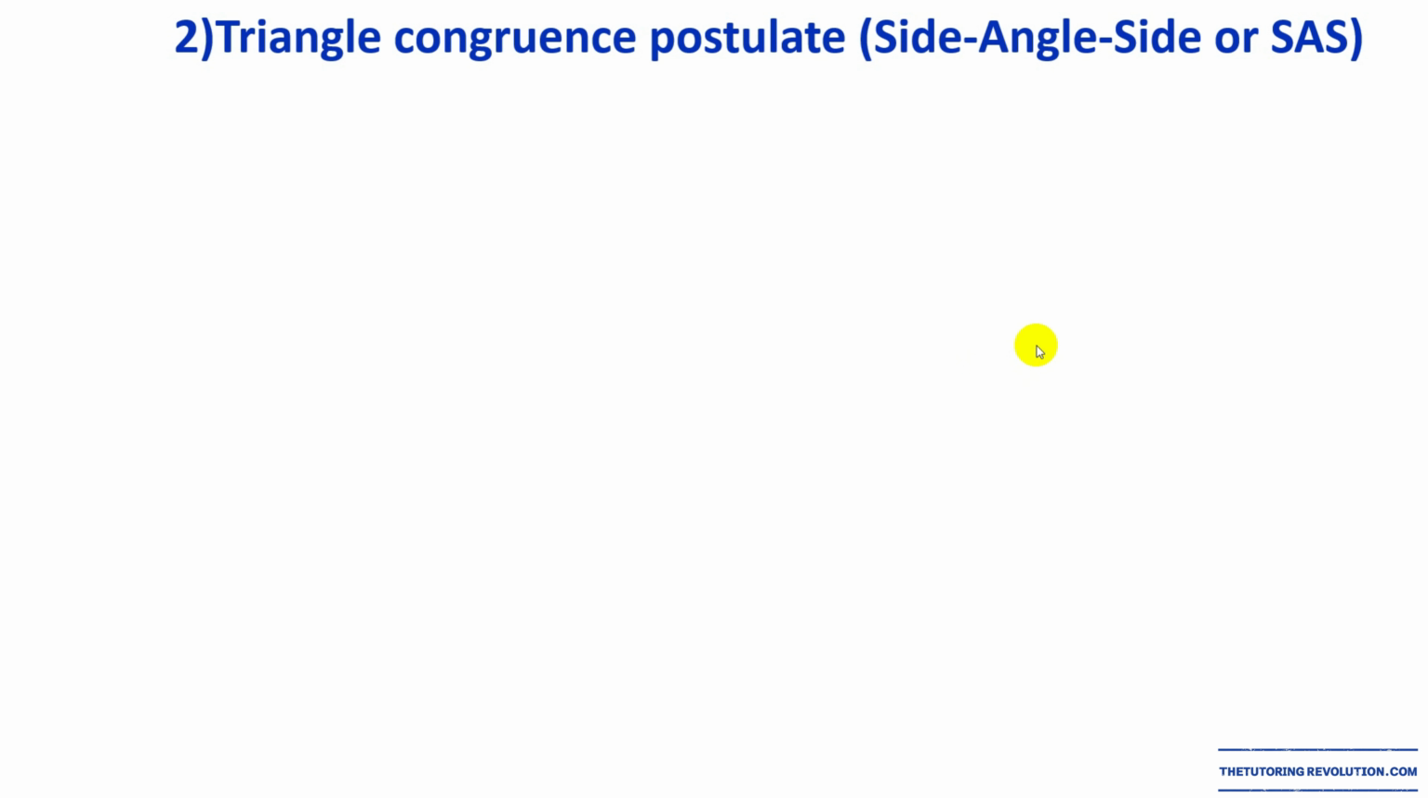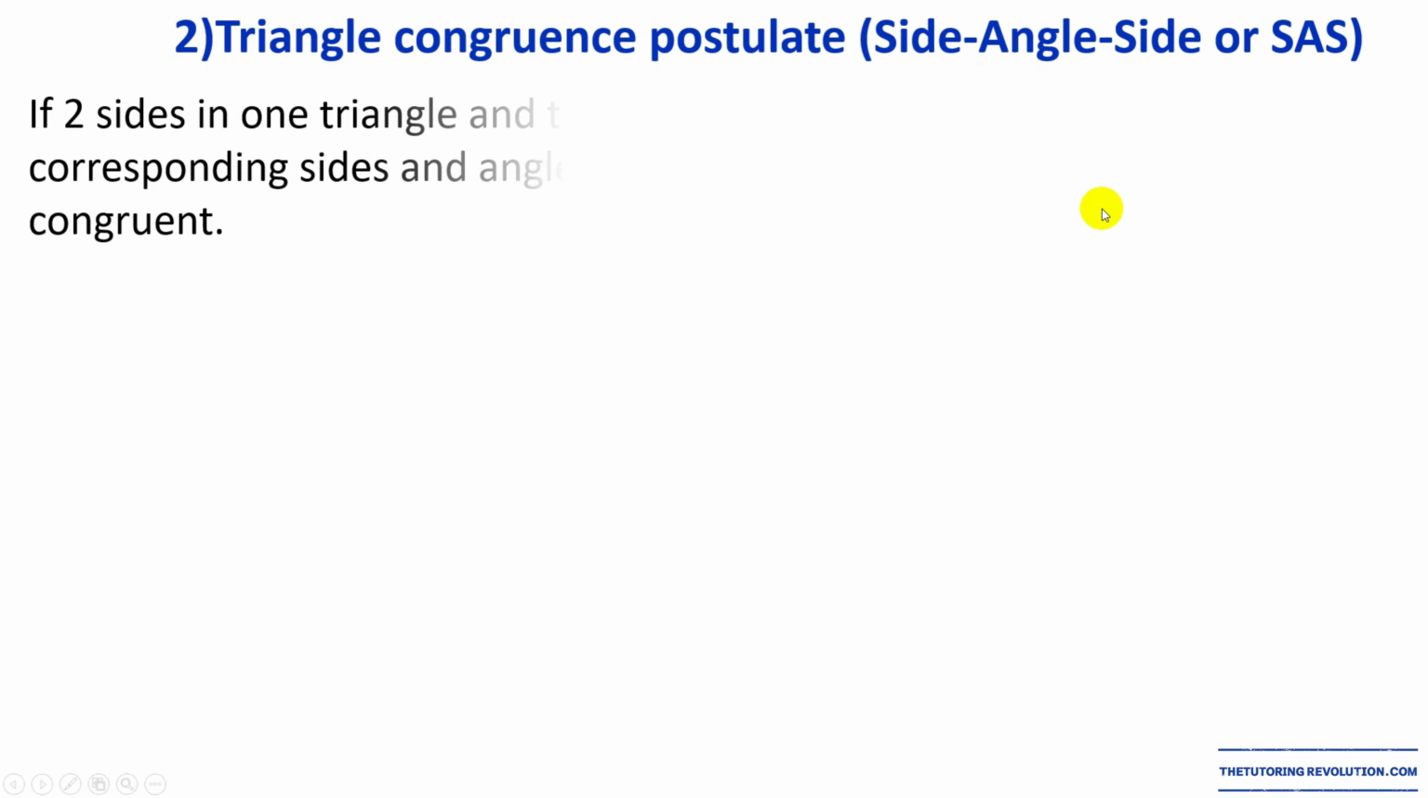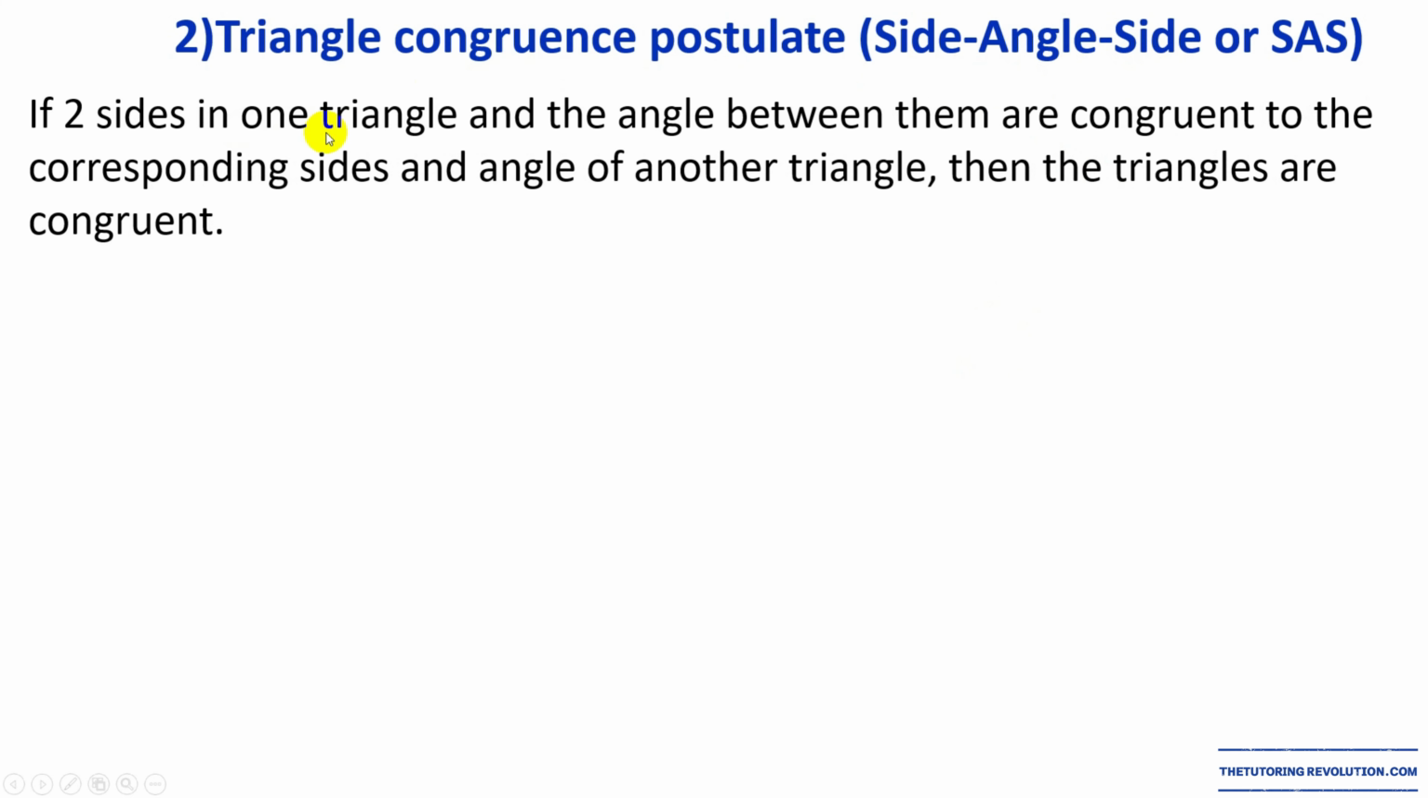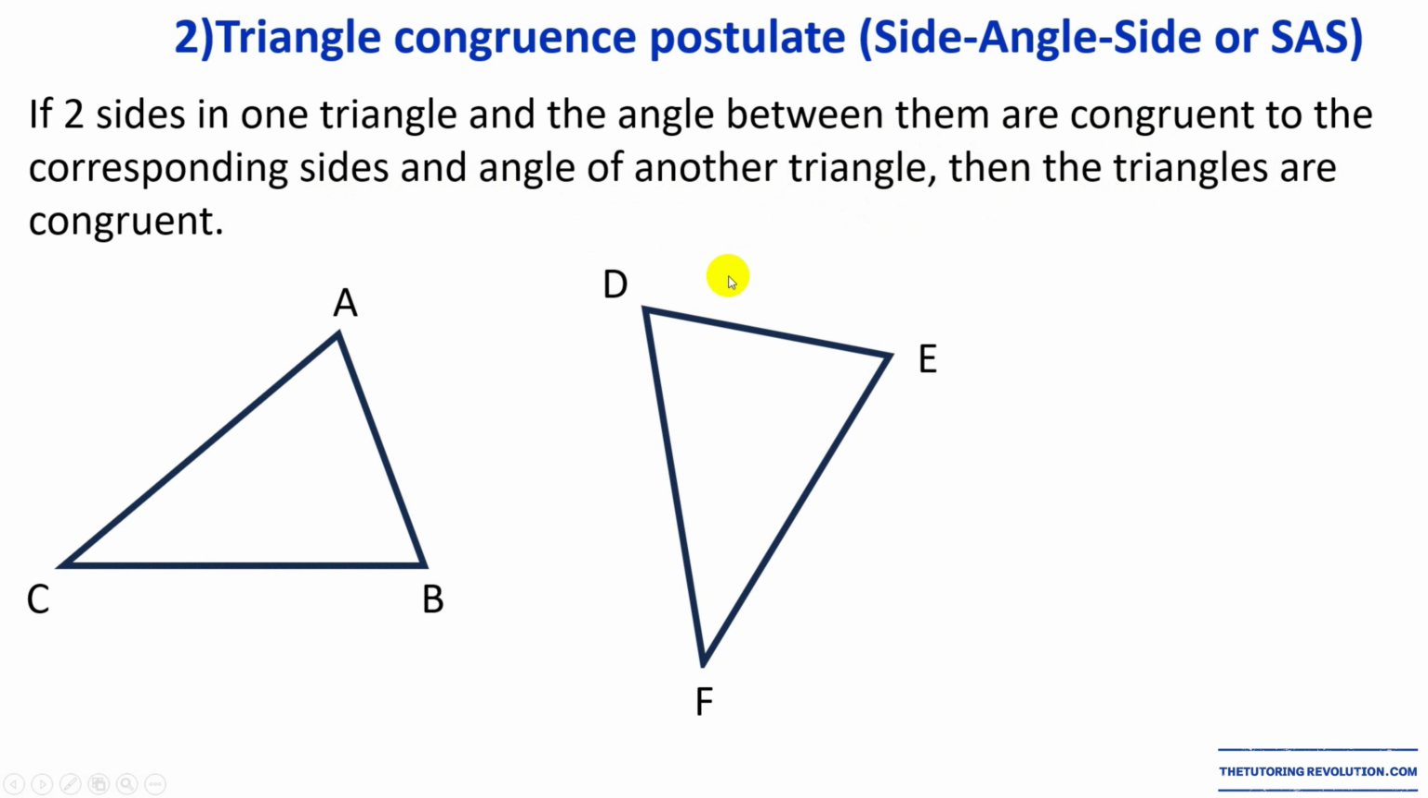Okay, so now we're going to explain the second triangle congruency postulate, or the side angle side postulate. This postulate says that if two sides in one triangle and the angle between them are congruent to the corresponding sides and angle of another triangle, then the triangles are congruent. Basically, here we have two triangles, ABC, DEF.